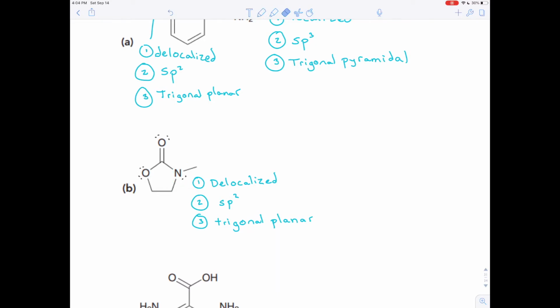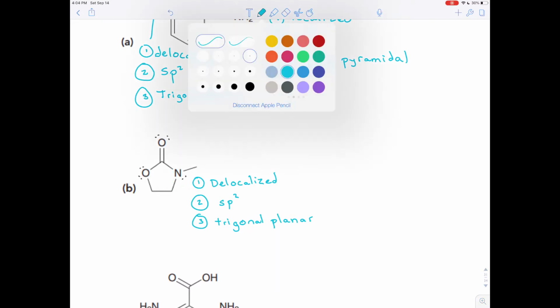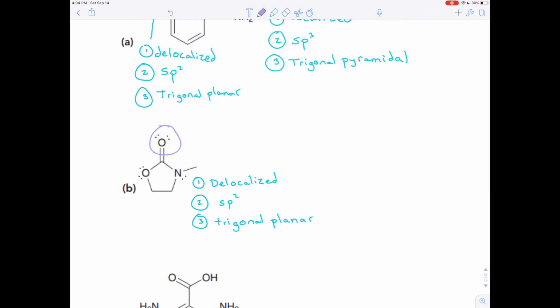Okay. Let's use a different color. This color will be for this oxygen. So first, what's the hybridization, or I'm sorry, these lone pairs. Are these lone pairs involved in any resonance patterns? Those two specific lone pairs.